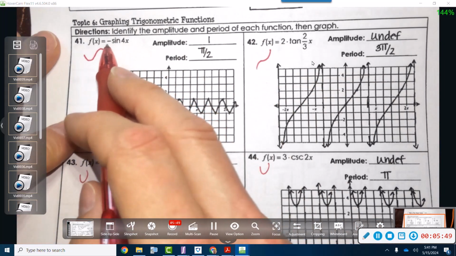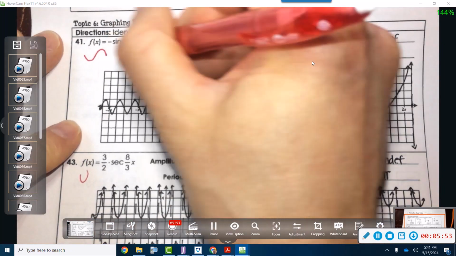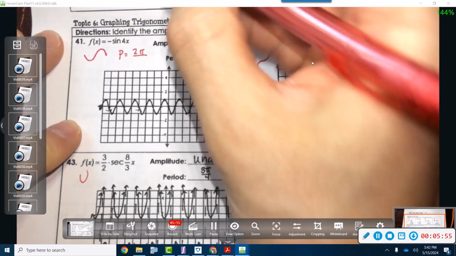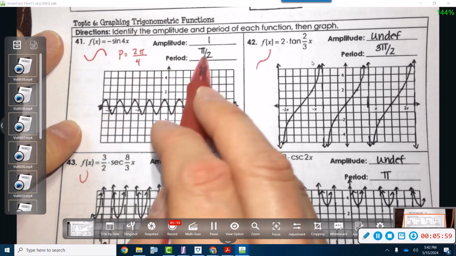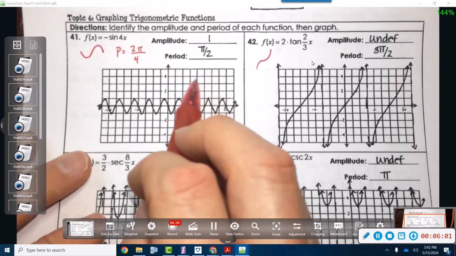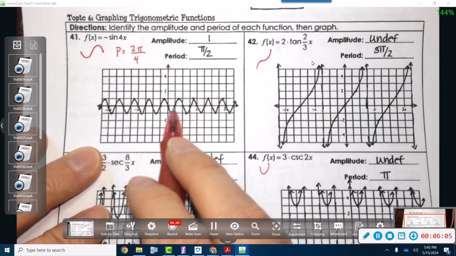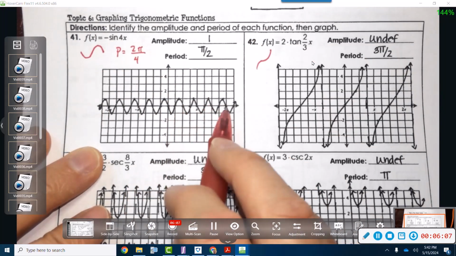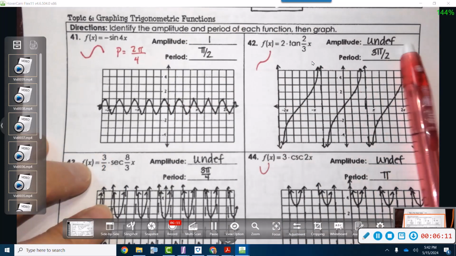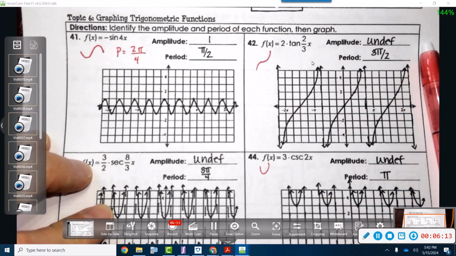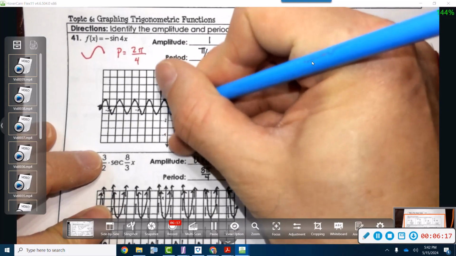I see a 4 there. So what that means is that the period equals 2 pi over b, and in this case, b is 4. So that's how we're going to get pi over 2. This means that a sine cycle is going to happen in a quarter of the distance of 2 pi. You're going to see that whole thing happen right in between there. So this is its full cycle right there.